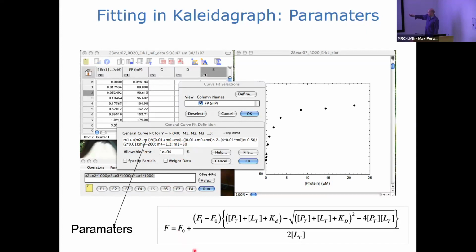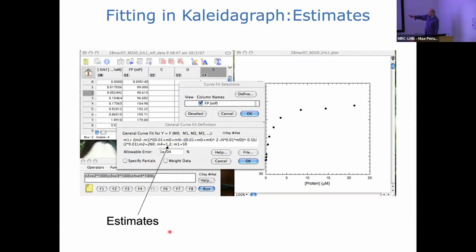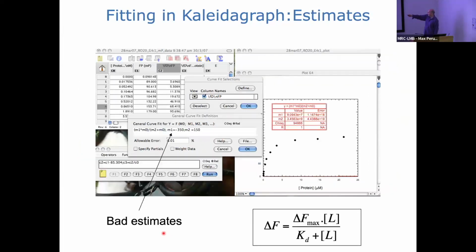So this then changes into this when you put it in, and you also need to put in some estimates of what you think the KD is and what the top saturation value is. Of course, if you put bad estimates in, it's just pretty wrong. It will fit, and you'll get a correlation of 1, but it's just terrible.